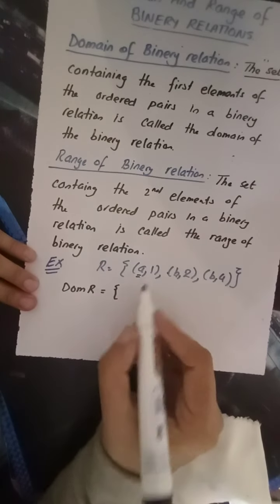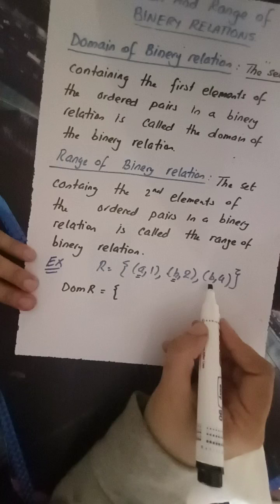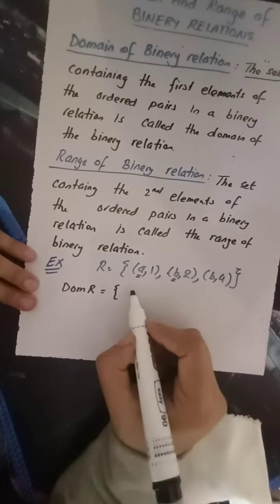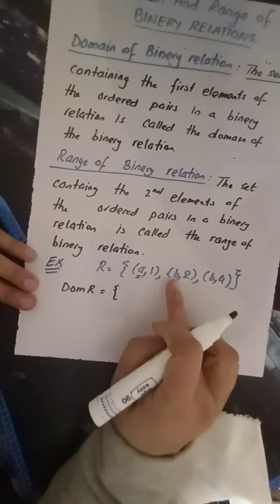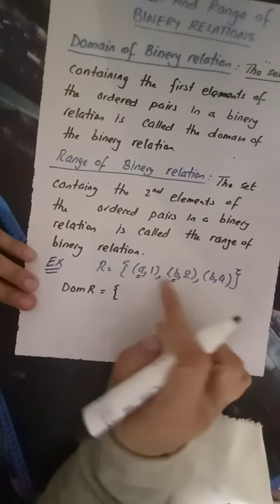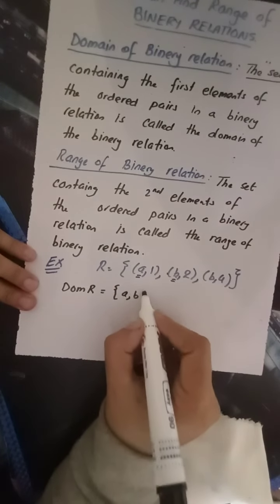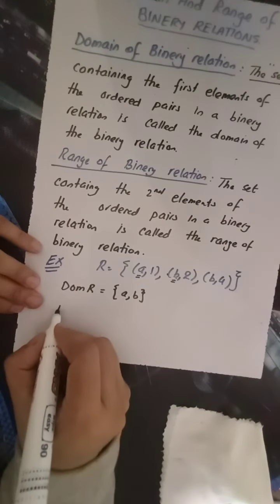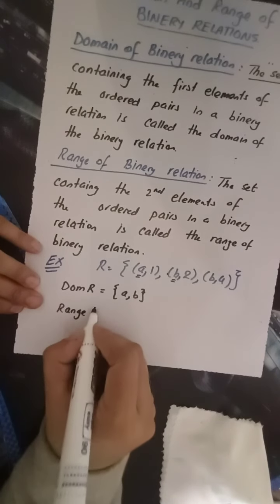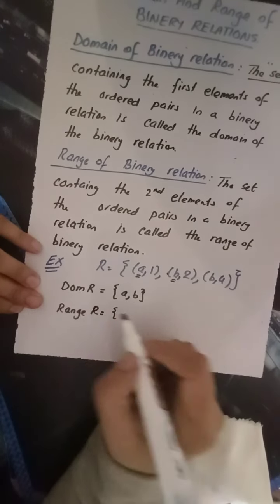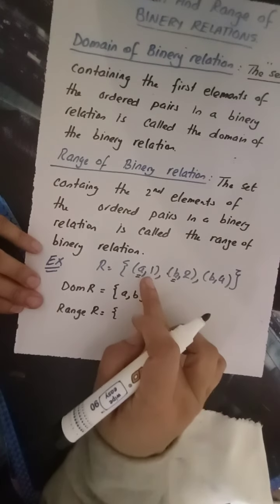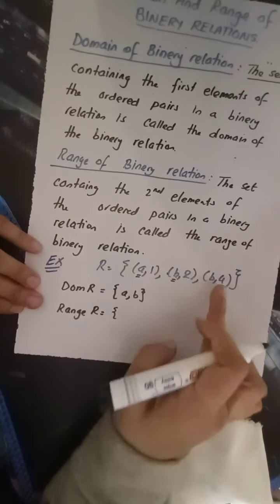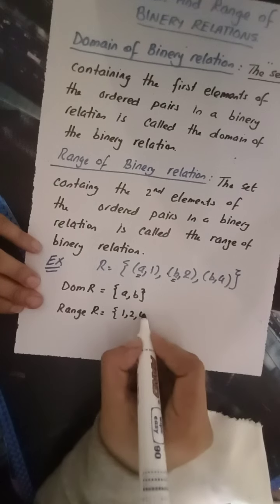So if I pick all the first elements, A, B, and over here again I have B, I'm not going to write it again. I'm going to write it just once. All the elements that we have used in this binary relation as the first elements are A and B. So this will be the domain of this binary relation. In order to find the range, we are going to pick the second element. The numbers which are used as the second elements of these ordered pairs are 1, 2, and 4. So I'm going to write {1, 2, 4}.